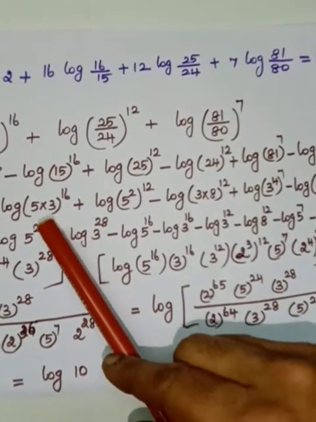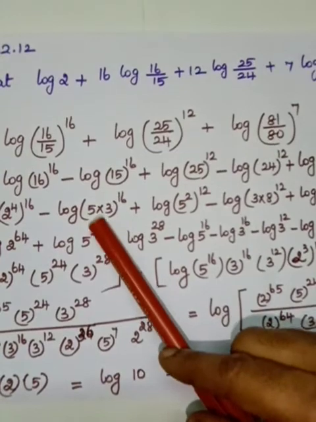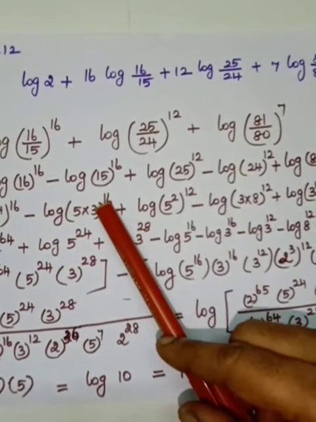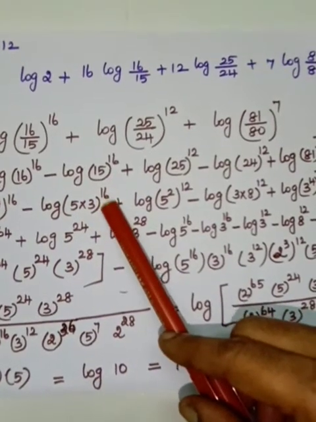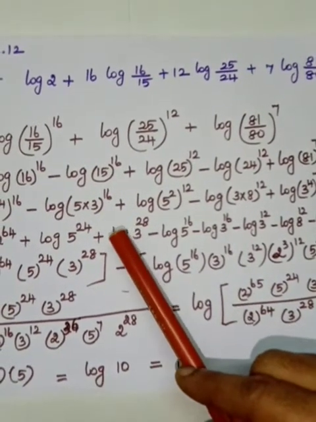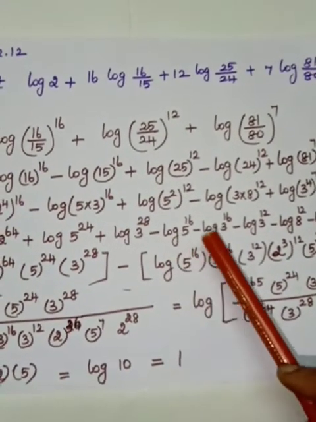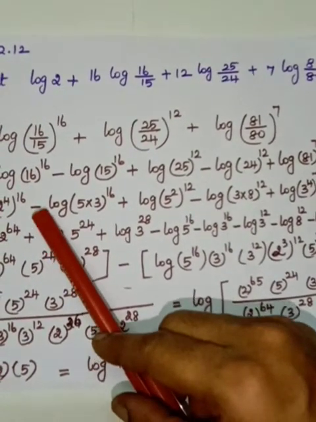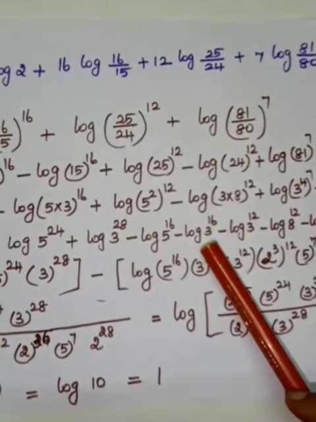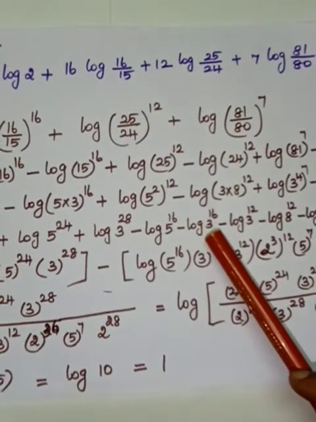Come to the negative term, log of 5 into 3 the whole power 16. How it will be written? 5 power 16 into 3 power 16. It is in the form of log AB, so log A plus log b. Why we have written minus in the front? You are having minus, so it has to be given to both the terms. It should be in minus.